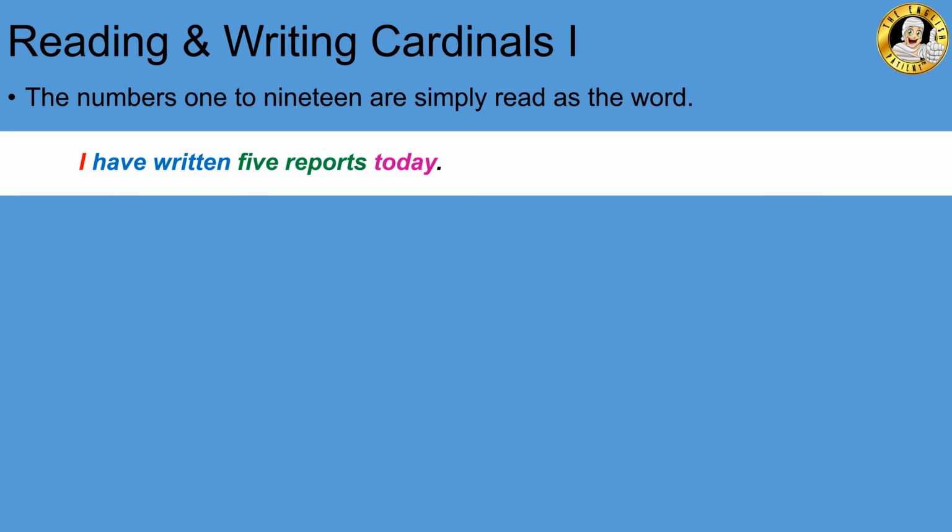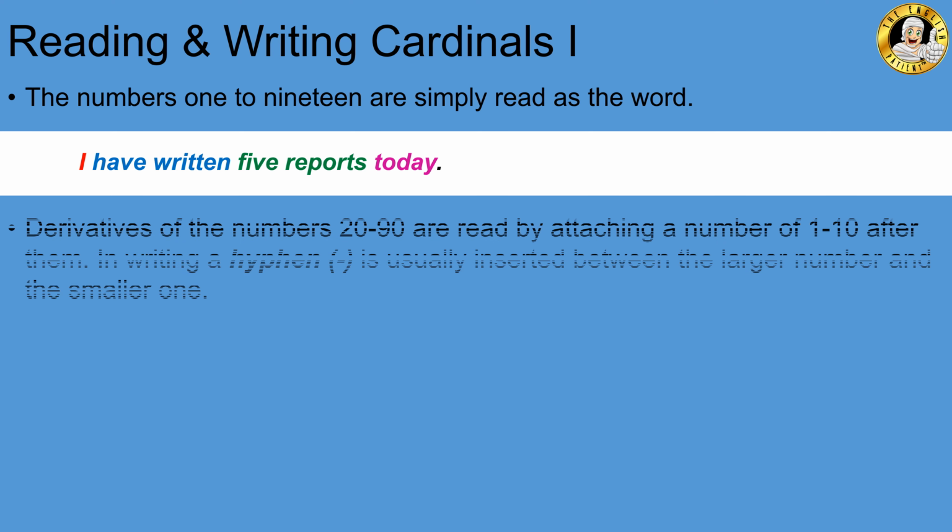So let's talk about how we can go about reading and writing cardinal numbers. Now the numbers 1 to 19 are simply read as the word, and you just need to know what these numbers are. So I have written 5 reports today. Put the quantifier before the noun as a determiner, telling you the quantity of the noun if you want to talk about the number of a noun.